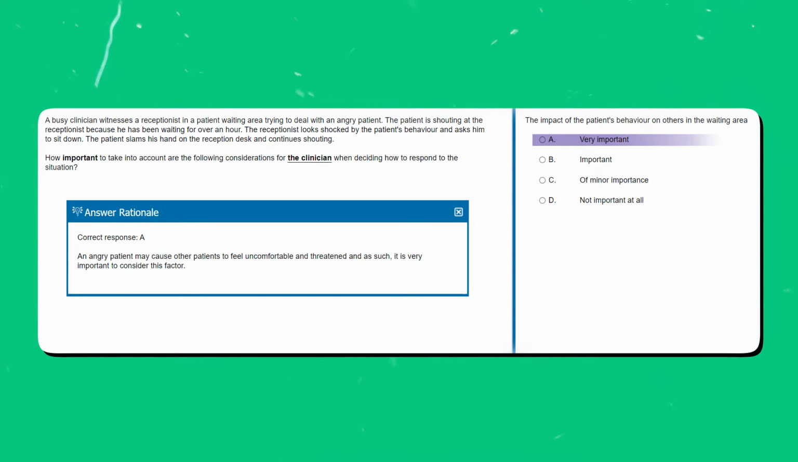It is very important to take into account the impact of the patient's behavior on others in the waiting area, and this is because it can cause others to feel uncomfortable and unsafe. An angry patient may come across as quite threatening, and therefore it's very important to protect the other people in the waiting area. And so it is very important to take this into consideration.